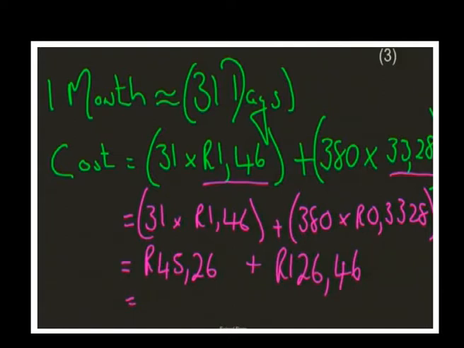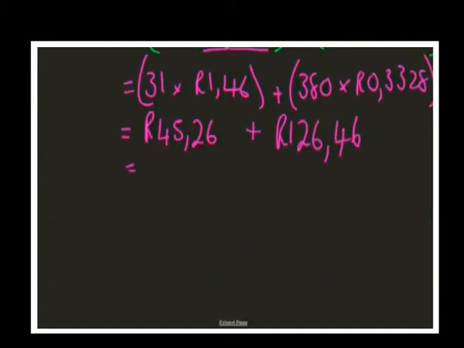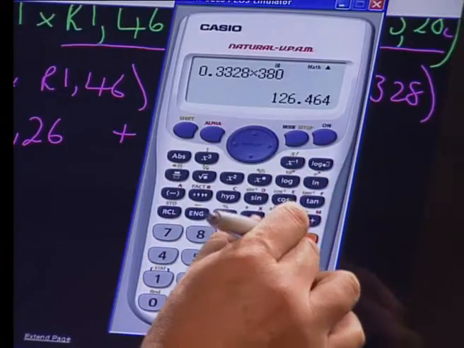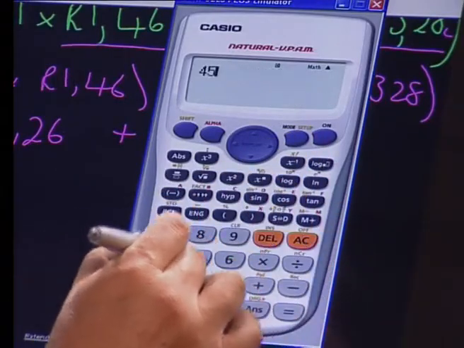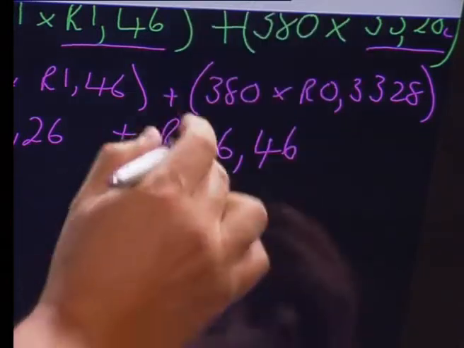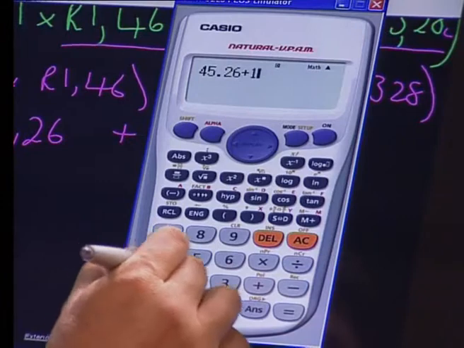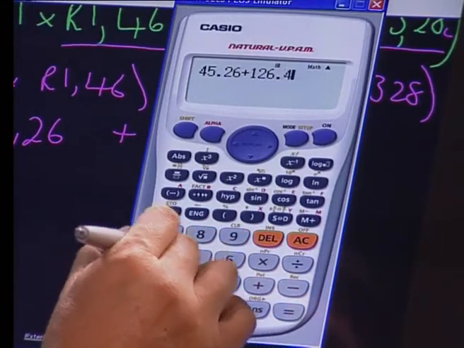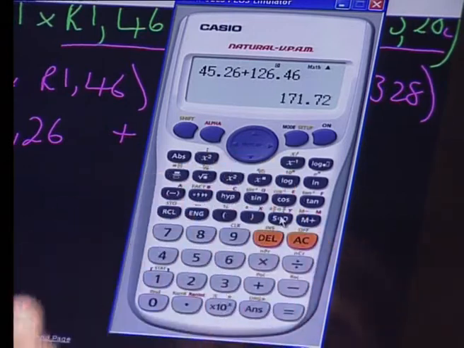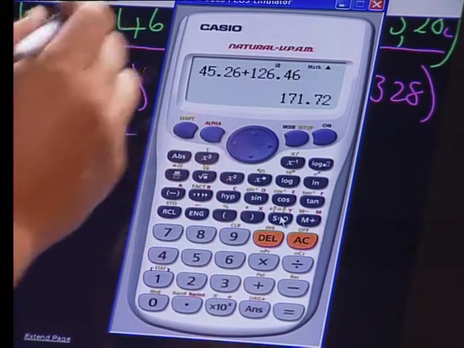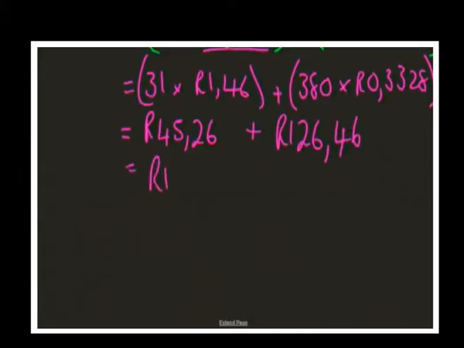Happy? All we got to do now is add up the two together. So let's do that. So clearing that, we're going to say, cool, 45 rand 0.26 plus the 126.46. And that gives me a great total of 171 Rand 72 cents. So using option rate number 1, we're going to pay out 171 Rand 72 cents.